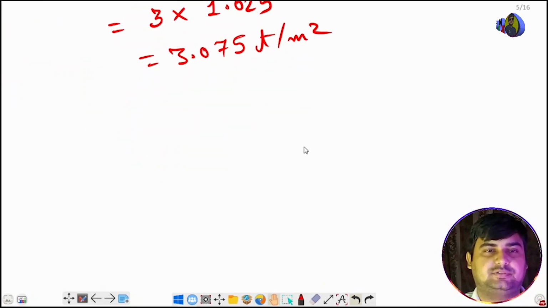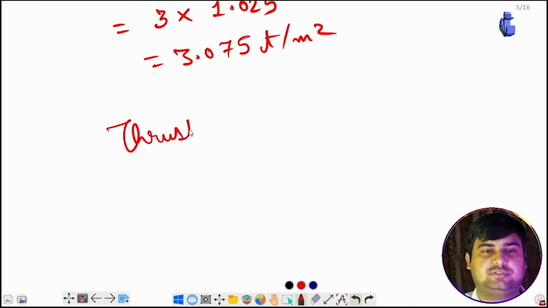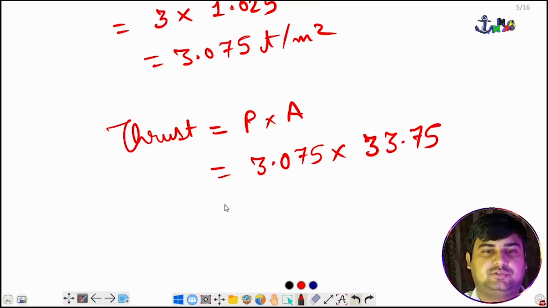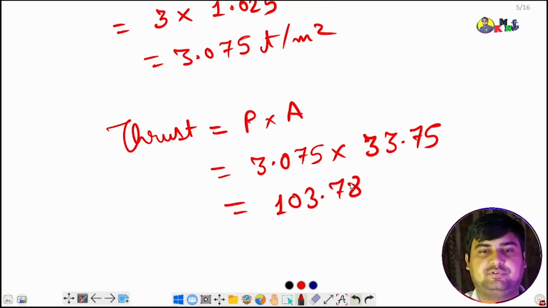And thrust. Now we need to find out thrust. So thrust is equals to pressure into area. So pressure is 3.075 and area we just now found out 33.75. So it will be equals to 103.781 tons. So this is the thrust.